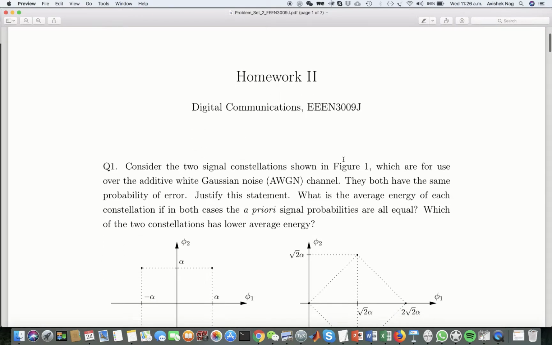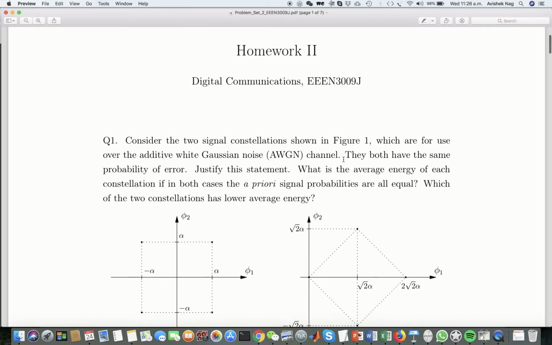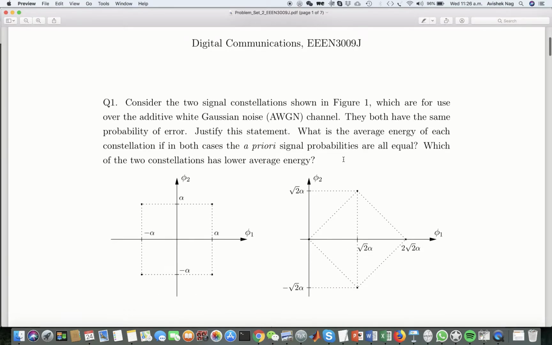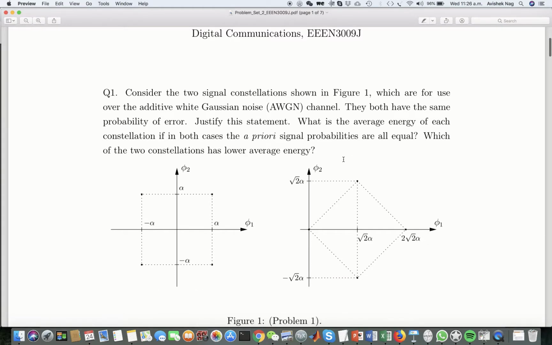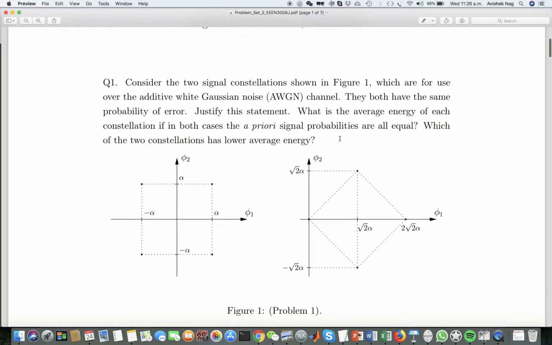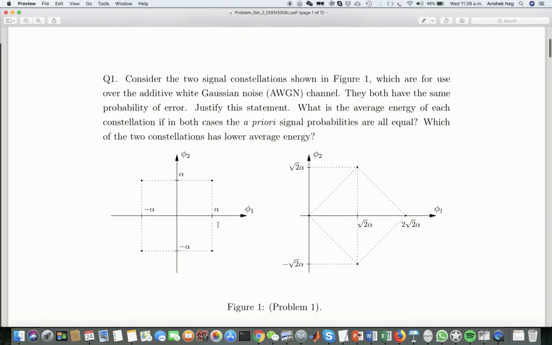So in your homework 2 you had 4 questions, each carried 25 marks, and let me go through the detailed solutions for you. So in the first question you are given two signal constellations, and the first part of the question asked you to justify that they both have the same probability of error.